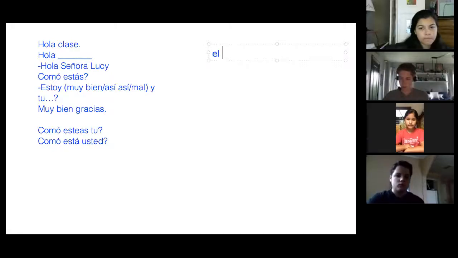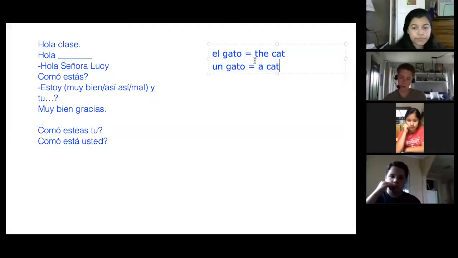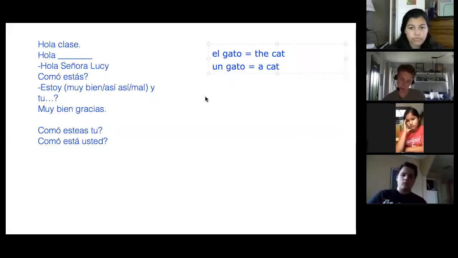Okay, so if I say el gato, I am saying the cat. If I say un gato, I am saying a cat. Whoops, I'm translating in Spanish. Okay. So in order to show that it's masculine, not only does the noun have an O, but it also has a masculine article, which is el or un, okay?